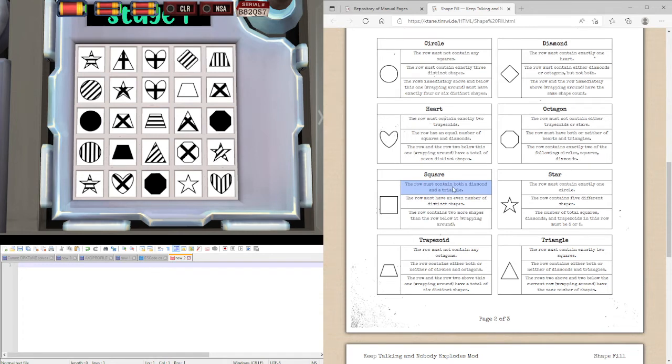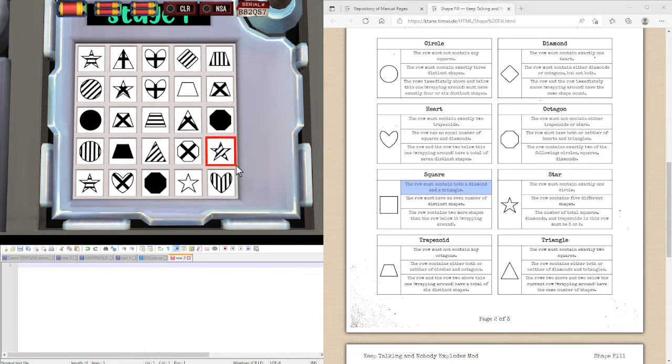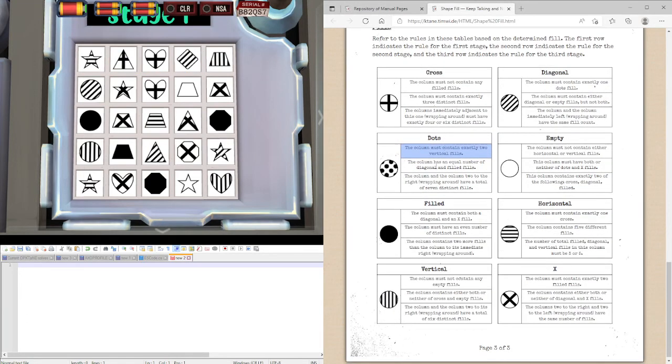The row must contain both a diamond and a triangle. These are nice and simple. Just find the only row which has a diamond and triangle in it, which is this one. The top row has both a diamond and a triangle. The column must contain exactly two vertical fills. Vertical fills are the lines.